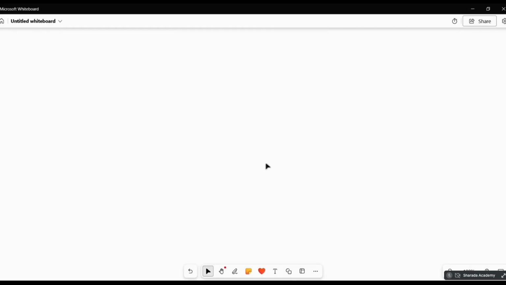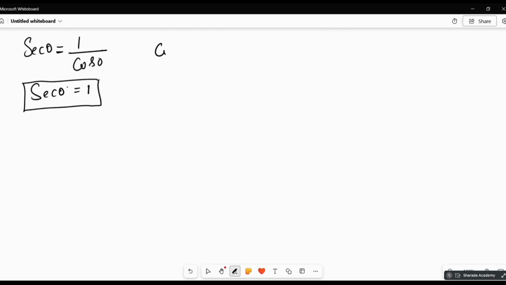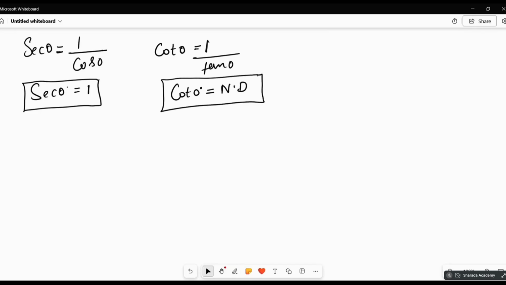Now tell me, what is secant 0 equal to? Yeah, 1. That is 1 by cos 0. So secant 0 is equal to 1. What about cot 0? It is not defined. Correct. It is 1 by tan of 0. So cot of 0 degree is not defined, because 1 by 0 is infinity. So here it is actually not defined. Okay.